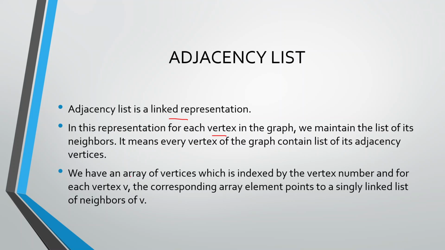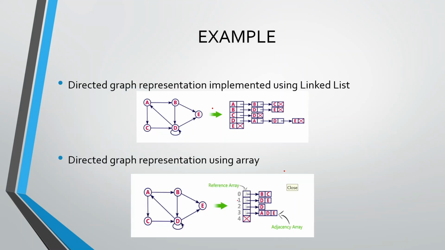We have an array of vertices indexed by the vertex number, and for each vertex v, the corresponding array element points to a singly linked list of the neighbors of v. In this also we can use the array concept. Let's see how we are going to do it. This adjacency list can also be done in two ways: one using index values, another without index values.